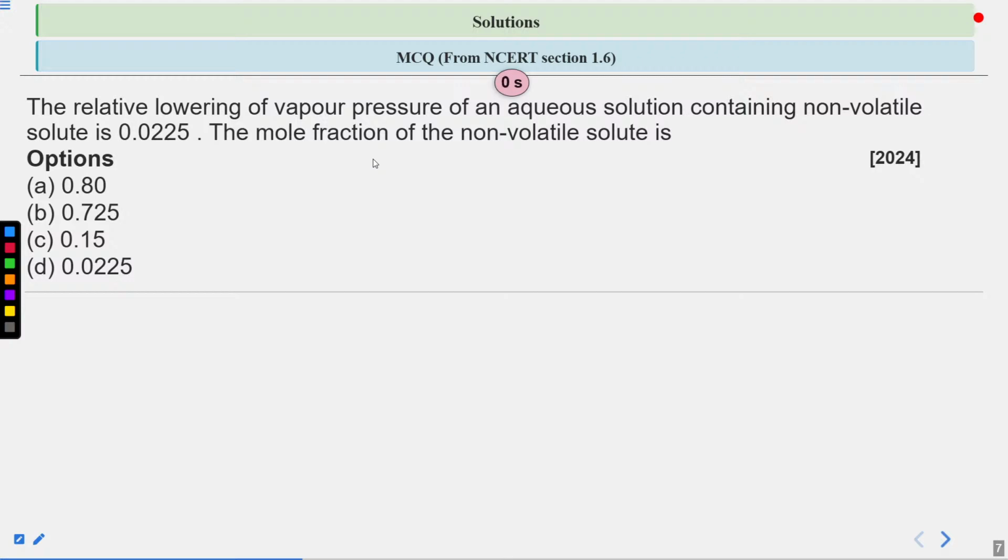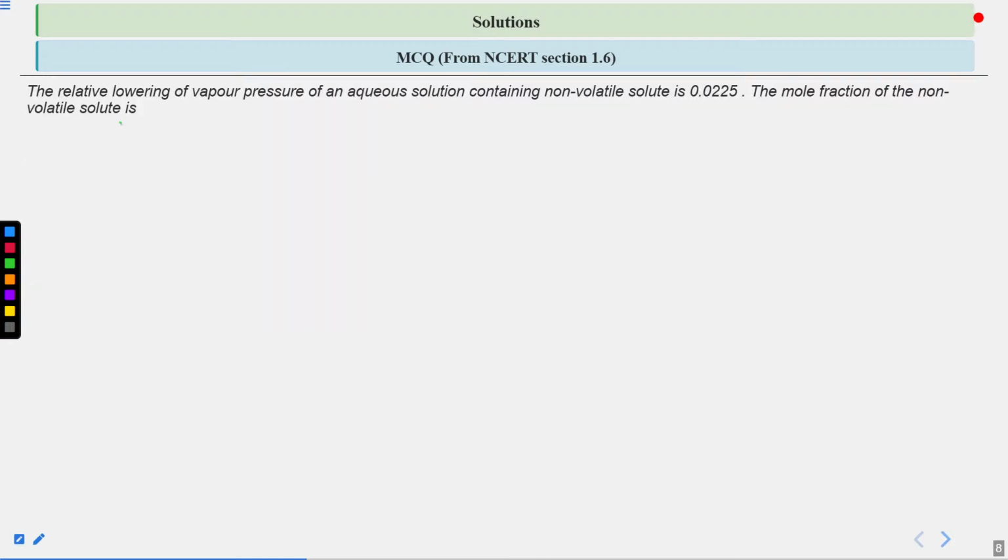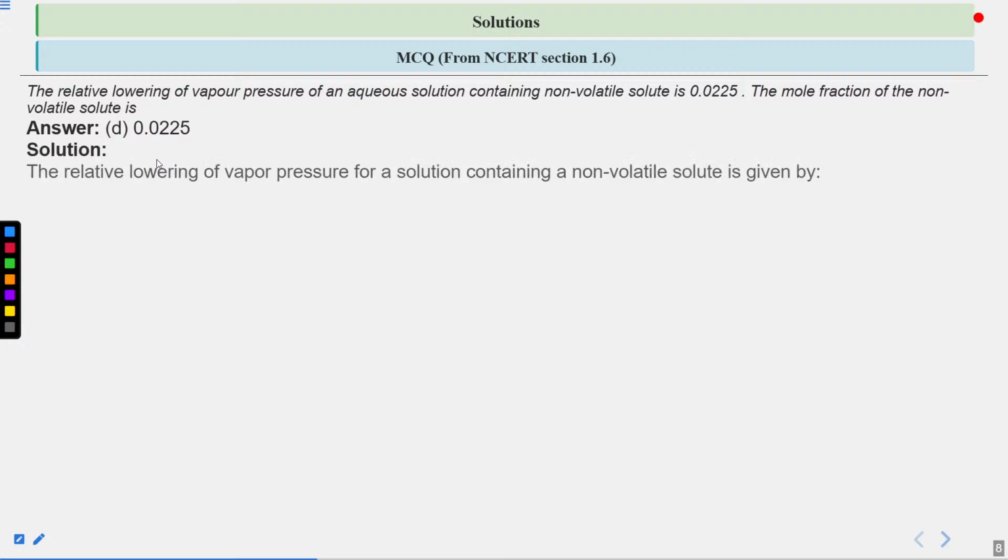Okay, now let's see. For the given question, the correct answer is option D, which is 0.0225. Let's see how. The relative lowering of vapor pressure for any solution containing a non-volatile solute is given by, how can you write that? Basically, P naught minus P upon P naught is equal to the mole fraction of the solute.